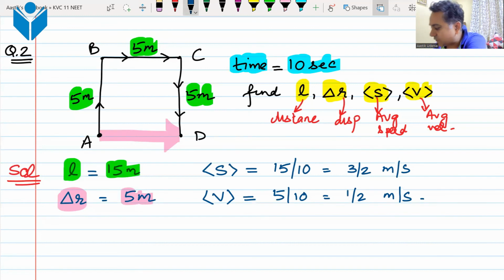I hope you have understood the difference between distance, displacement, average speed, and average velocity. Yes or no? Have you understood this? Anyone has any doubt? Please tell me. Well, then that brings us to an end of this class. In this class, we have seen the meaning of velocity. We have seen what are the different types of velocity. We have seen what is average velocity. We have seen the difference between average velocity and instantaneous velocity, average velocity and average speed, instantaneous velocity and instantaneous speed.